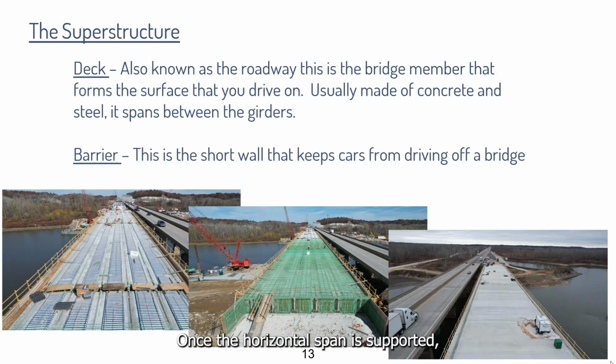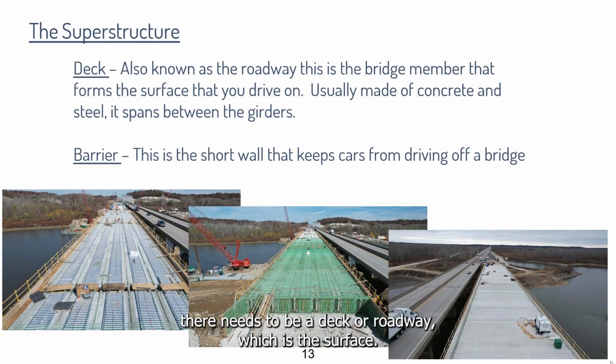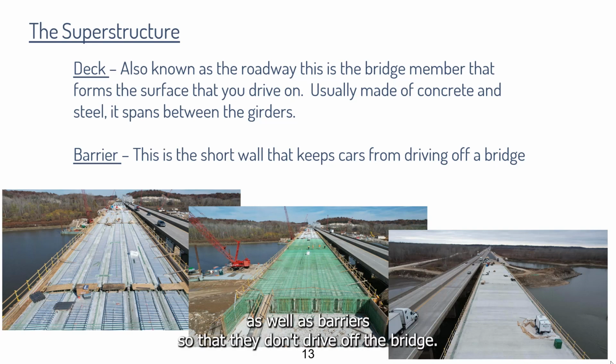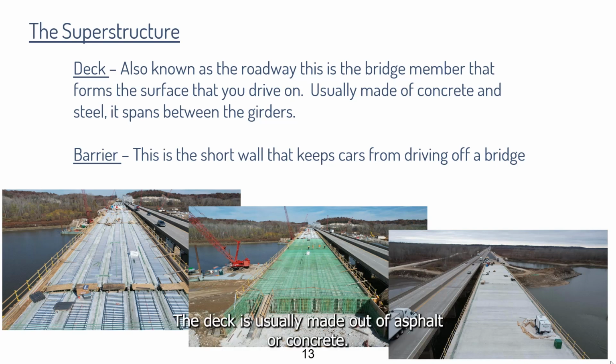Once the horizontal span is supported, there needs to be a deck or roadway, which is the surface the cars and trucks drive on, as well as barriers so that they don't drive off the bridge. The deck is usually made out of asphalt or concrete. As for the barriers, those are usually made of concrete or steel.